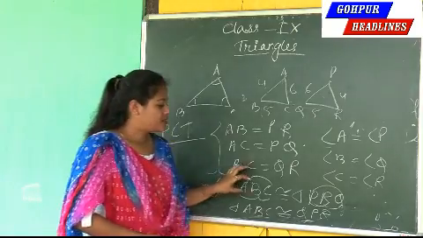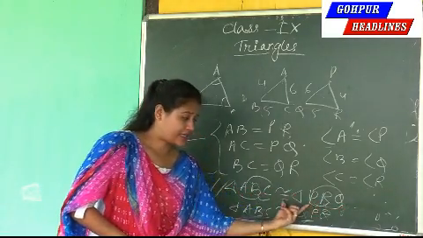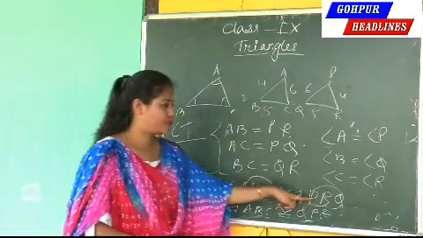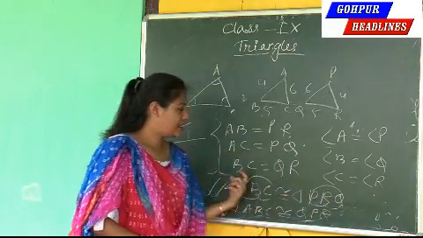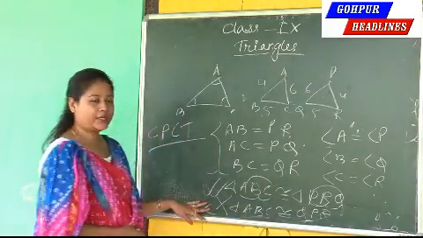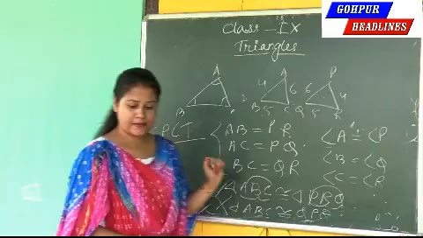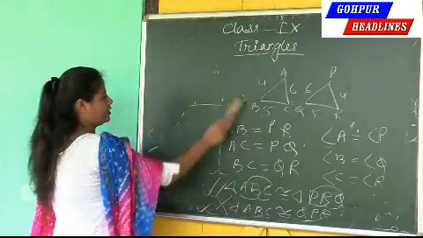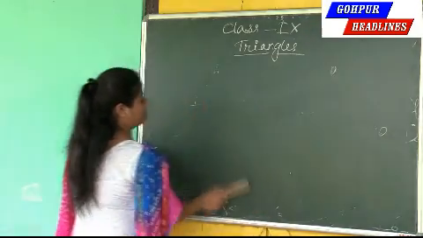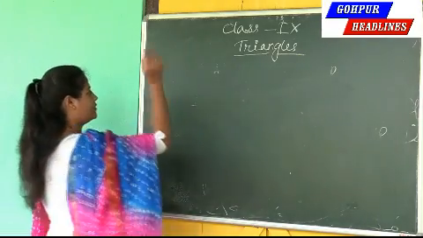So when we write that two triangles are congruent, we arrange the writing according to the corresponding parts of the congruent triangles. That means AB equals PR, AC equals PQ, and BC equals QR. So this is about congruence. Next is the criteria of congruency. There are 5 criteria for congruence of triangles. What are they?